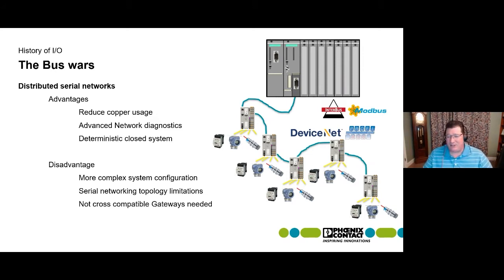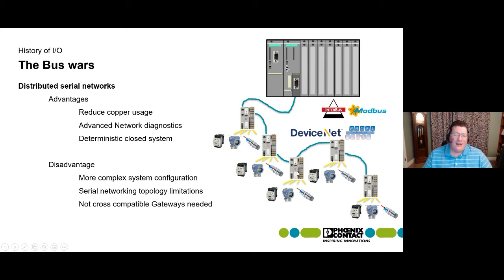Some of the disadvantages with any network like this: you now need to have software, you need to have hardware, you need to have tools to program it. You have to set up addressing on individual devices. This could be software-based addressing, it could be hardware-based addressing. You might have rotary switches you have to set to ID1, ID2, ID3, things like that.